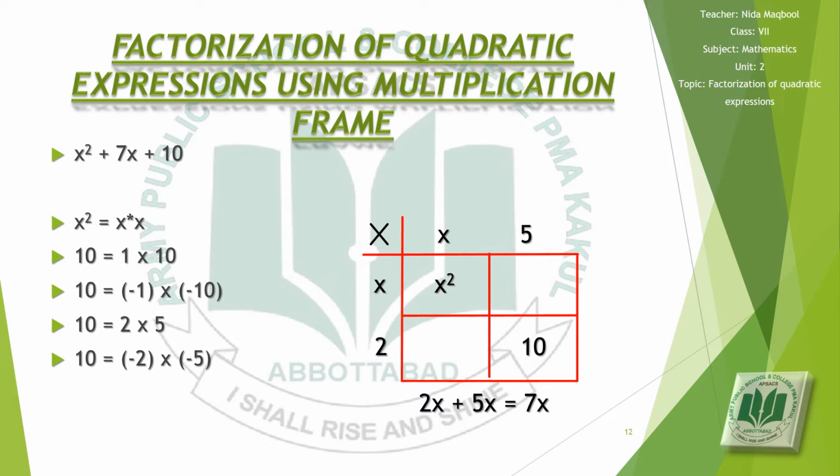Step 3. Multiply them to complete the multiplication frame. X multiplied with 5 is 5x and 2 multiplied with x is 2x. Now check whether the result matches the given expression. Therefore, the linear factors of the given quadratic expression x squared plus 7x plus 10 are x plus 2 and x plus 5.